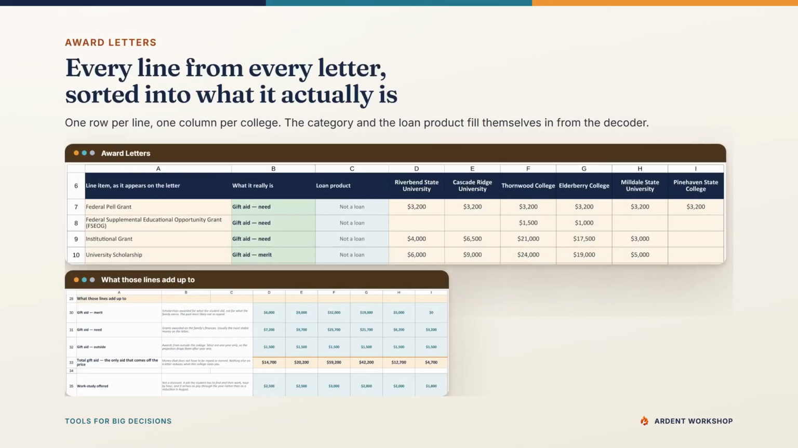Enter each letter, line by line, 1 column per college. The category and the loan product fill themselves in, and the totals sort the offer into what it actually is. Money you keep, money you have to earn, and money you have to repay.